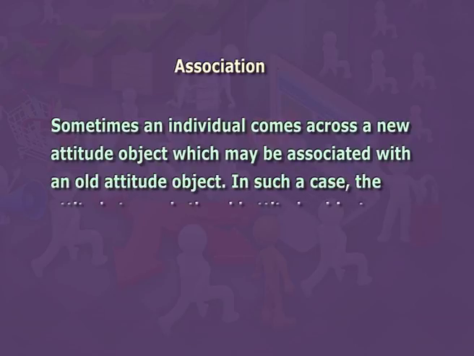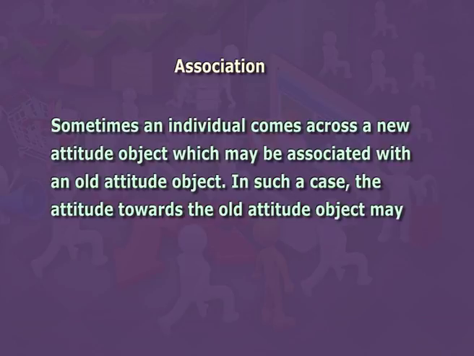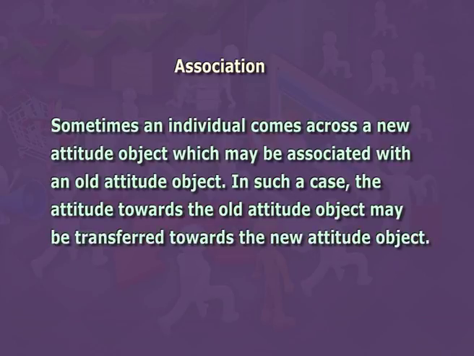Secondly, association. Sometimes an individual comes across a new attitude object which may be associated with an old attitude object. In such a case, the attitude towards the old attitude object may be transferred towards the new attitude object. For example, if a new worker remains most of the time in the company of a worker who is in the good books of the supervisor and towards whom the supervisor has a positive attitude, the supervisor is likely to develop a favorable attitude towards the new worker also. Hence, the positive attitude for the old worker has been transferred towards the new worker because of the association between the old and the new worker.